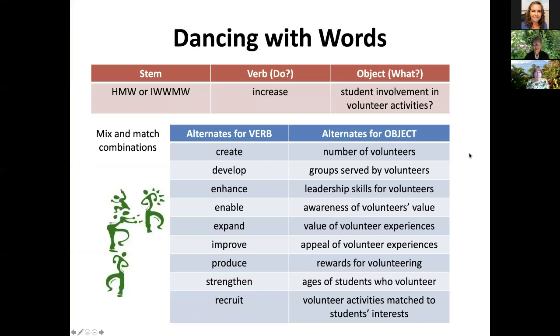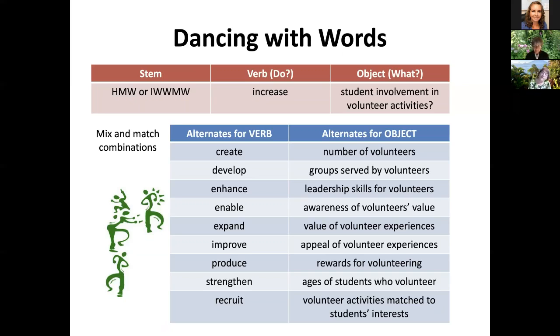All right, so let's say your action goal was, how might we increase student involvement in volunteer activities? So ignoring the object and just looking at the verb increase, what are some alternatives for that verb that might have some similar kind of push forward? So you can see there's create, develop, enhance, enable, expand, improve, produce, strengthen, and recruit.